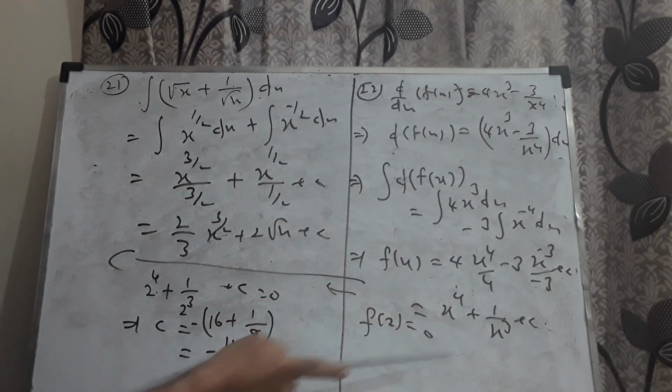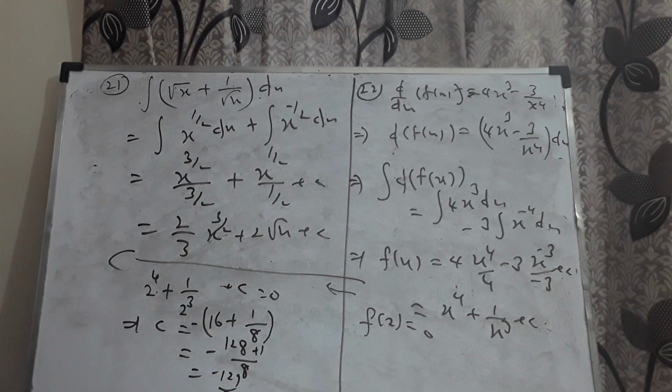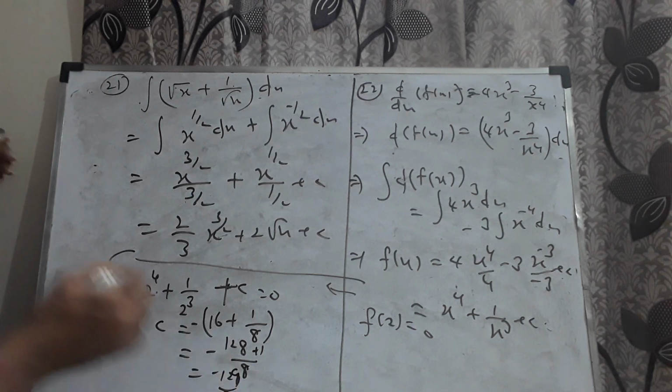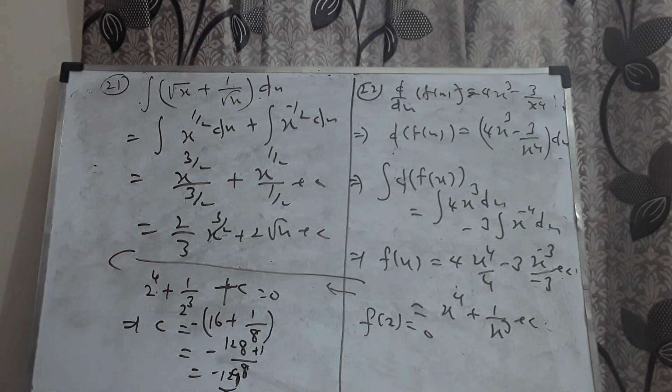To get the value of c, you are given a condition f of 2 is 0. So 2 power 4 plus 1 by 2 cube plus c is 0. This is plus c, sorry. Now, therefore, c becomes minus of 16 plus 1 by 8. Take LCM, 128 plus 1 by 8 becomes minus 129 by 8. Therefore, my f of x becomes x power 4 plus 1 by x cube minus 129 by 8. That is the final answer that is given as option A in the textbook.